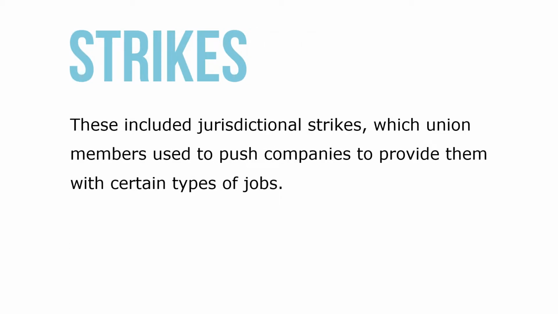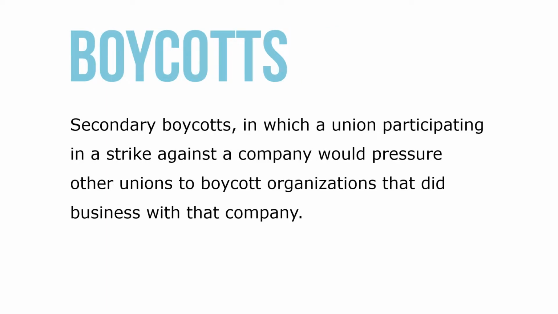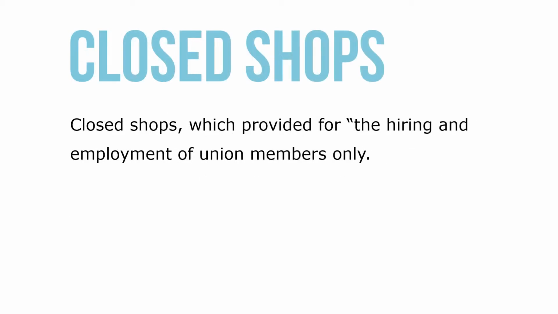These included jurisdictional strikes, which union members used to push companies to provide them with certain types of jobs. Wildcat strikes, where individual union members participated in strikes that were not authorized by the union. Secondary boycotts, in which unions participating in strikes against companies would pressure other unions to boycott organizations that did business with that company. Closed shops, which provided for the hiring and employment of union members only.